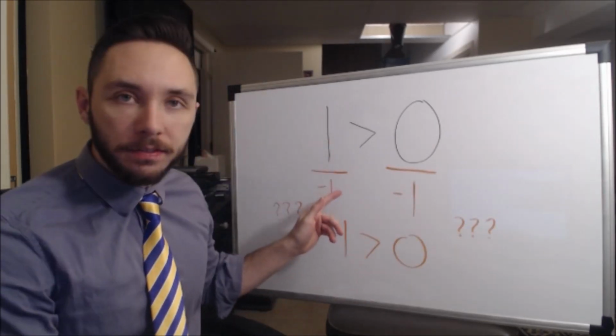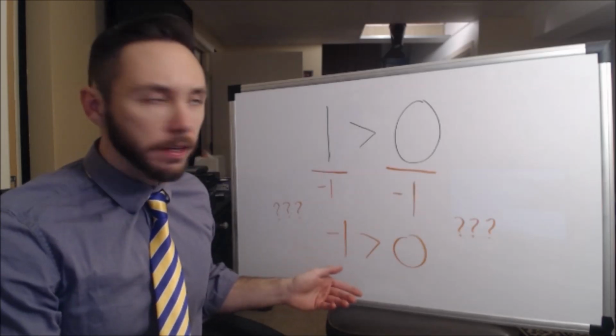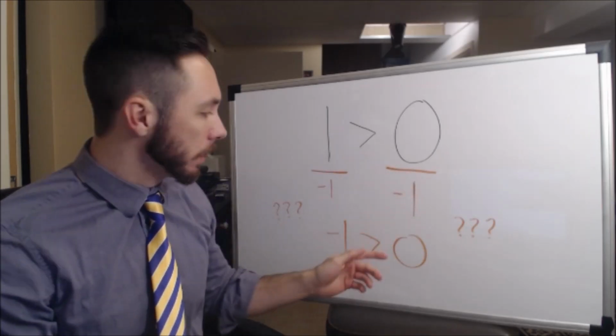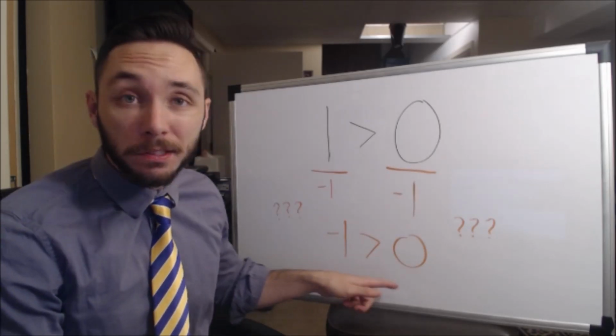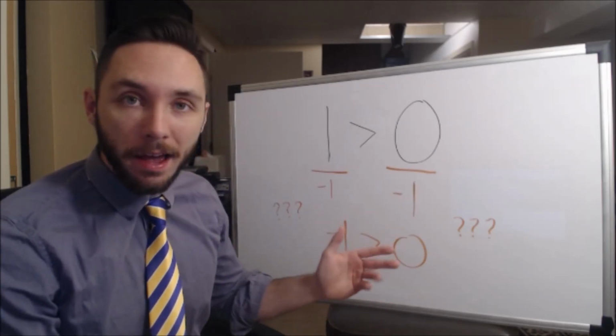I divided the left side by -1 and I got -1, naturally. When I divide the right side by -1, I still remain at 0. Now I'm getting this bizarre statement that -1 is greater than 0. So what the heck happened?